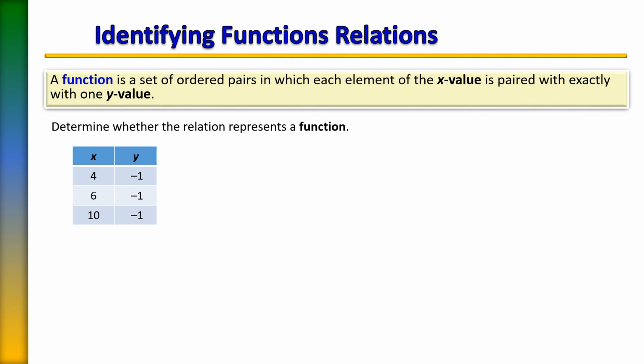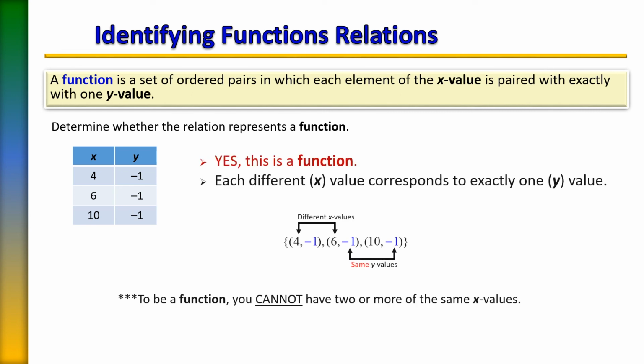You look at all the -1 and you may instantly want to say, oh no, that's not a function. But it actually is, because if you look at your x's, they're all different. None repeat themselves. So therefore, this is a function. You can have the same y values, but you cannot have the same x values. And because none of the x values repeat themselves, because they're all different, this is a function.